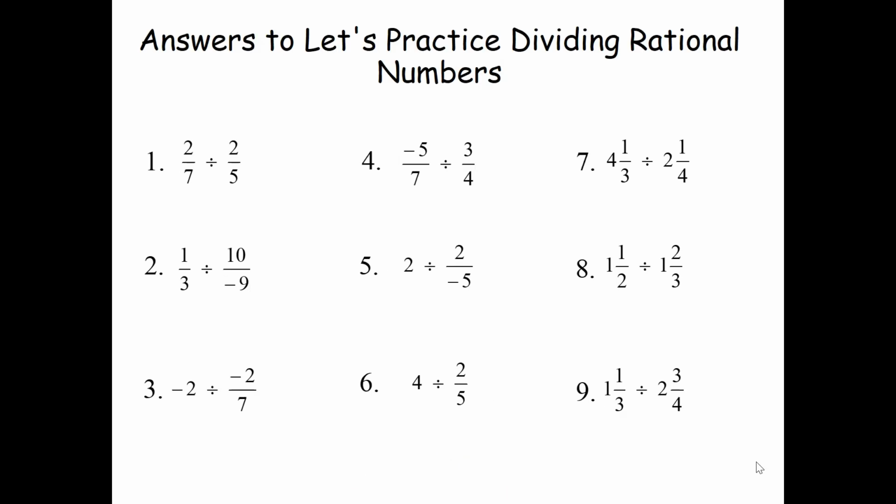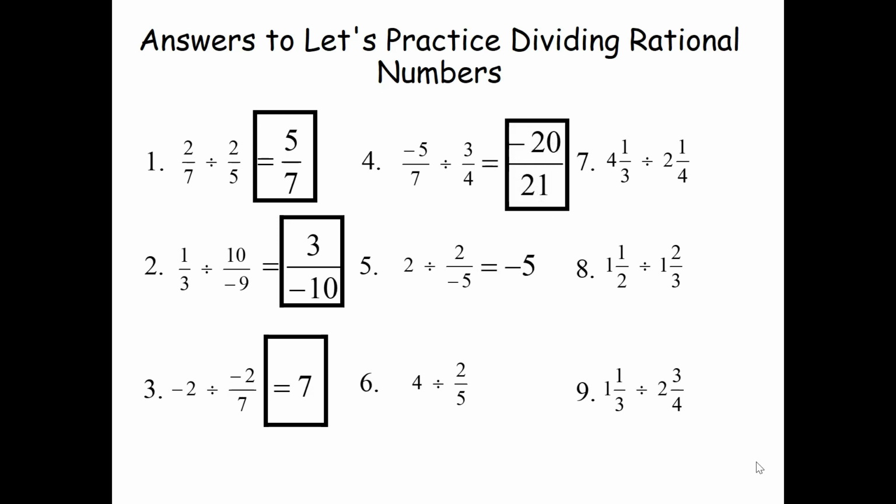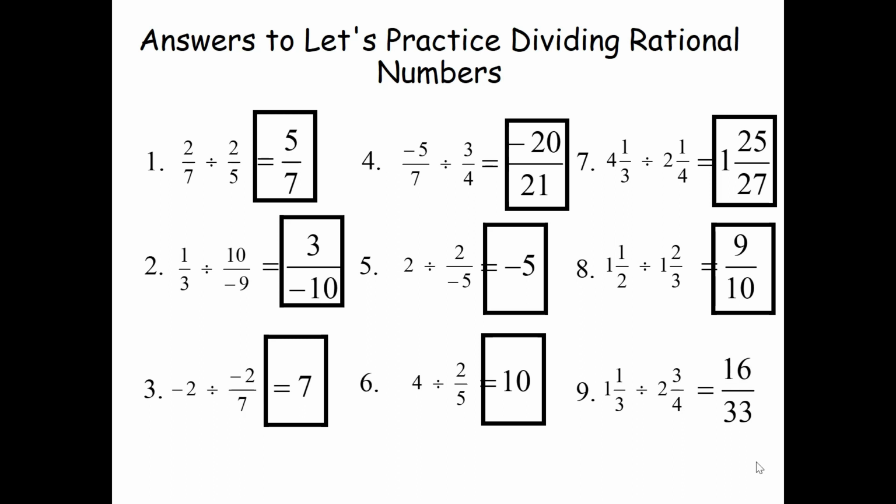Ito na natin ang answer sa let's practice dividing rational numbers. Sa 1 is 5 over 7. Sa 2, 3 over negative 10. Sa 3 is positive 7. Sa 4, negative 20 over 21. Sa 5, negative 5. Sa 6 is 10. Sa 7, 1 and 25 over 27. Sa 8, 9 over 10. Sa 9, 16 over 33.